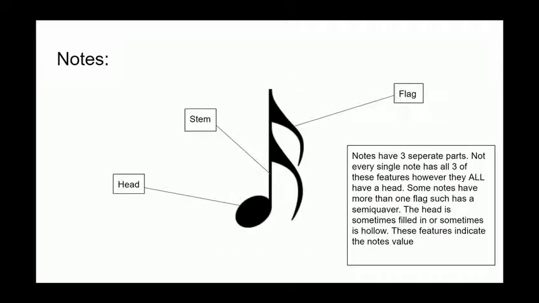Notes have 3 separate parts: the head, the stem, and the flag. Not every single note has all 3 of these features, however they all have a head. Some notes have more than one flag, such as a semiquaver. The head is sometimes filled in or sometimes is hollow. These features indicate the note's value.